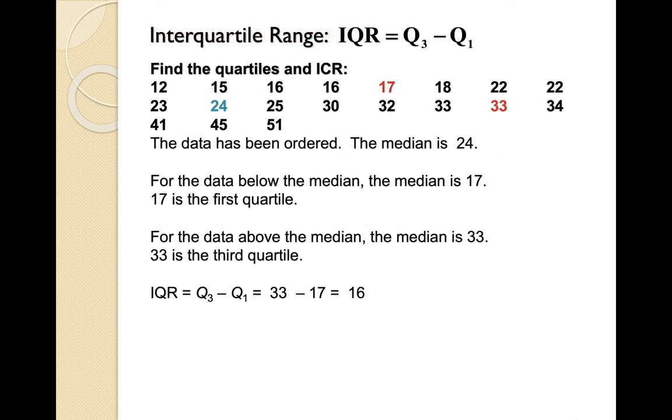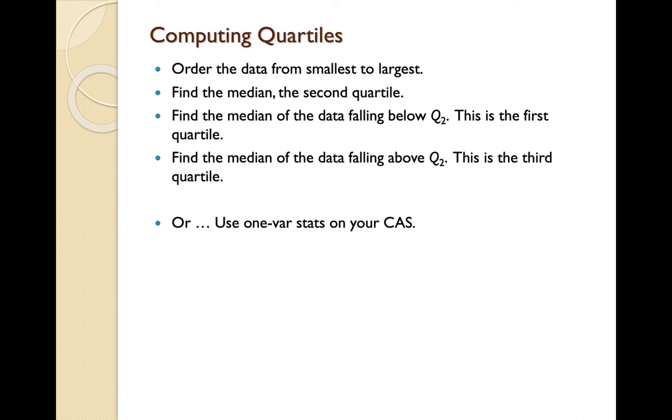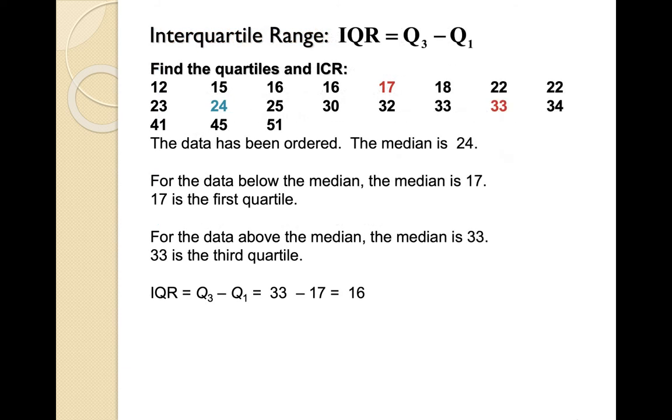When you do the five-number summary, if you scroll down to the bottom, it's going to give you all the values for a five-number summary, which we'll talk about in a second, which includes the first quartile, the median, and the third quartile. All right.